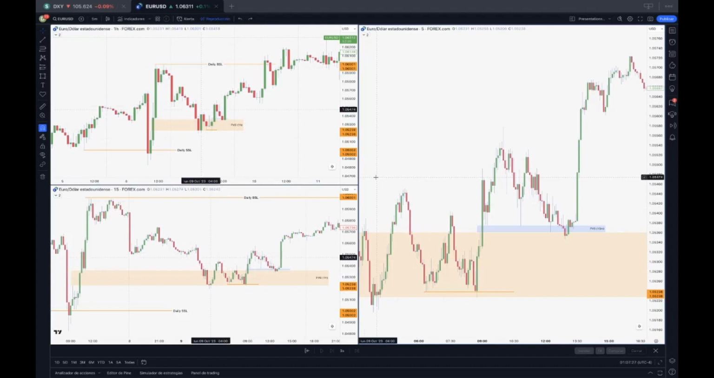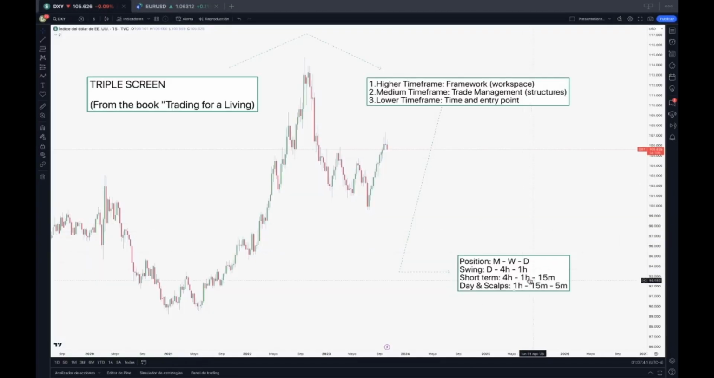Over here I have an example that happened a few days ago on the Euro USD. As I was telling you, the higher time frame is 1 hour, the medium time frame is 15 minutes, and the lower time frame is 5 minutes. Right here: 1 hour, 15, 5. So on the higher time frame we have the framework.